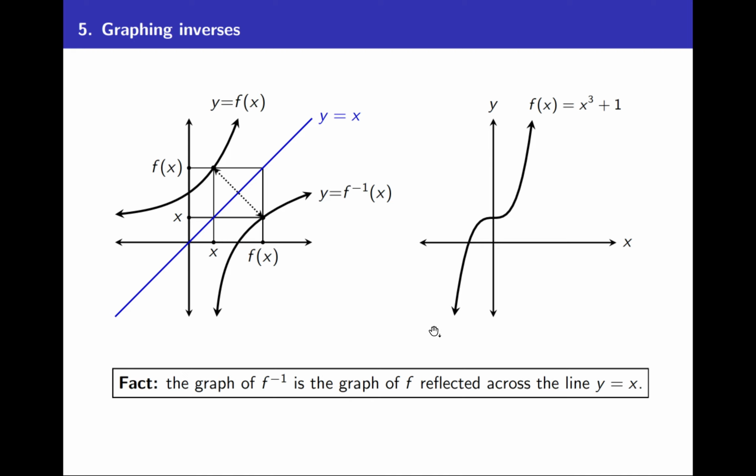So as an example, think about the graph of f equals x cubed plus 1. That looks like a one-to-one function, so it should have an inverse. How do we get the graph of its inverse? Draw the line y equals x and reflect the graph of f across that line, and we get the graph of f inverse. And if you use the technique we talked about on the previous slide to find out algebraically what f inverse is, you'll find that it's the cube root of x minus 1.